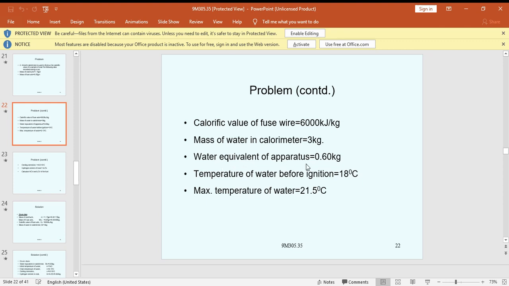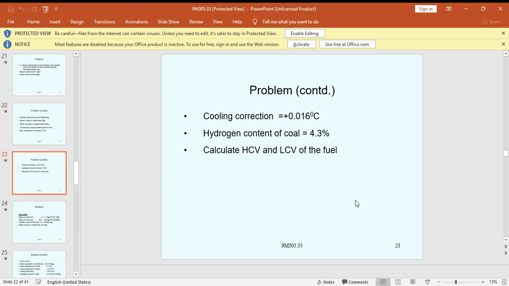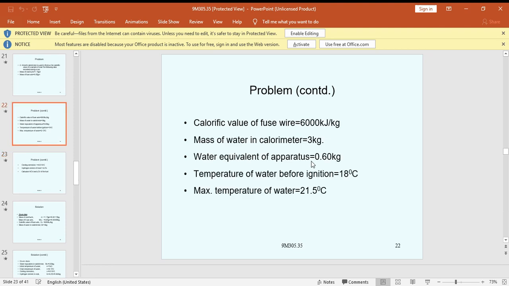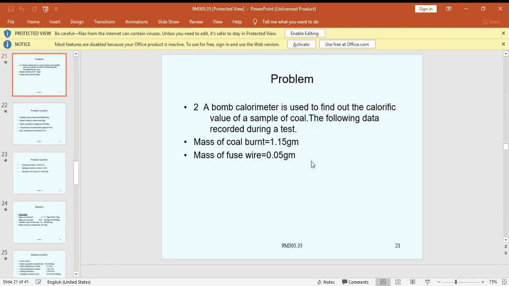Water equivalent of apparatus 0.6 kg. Temperature of water before ignition 18 degrees centigrade. Maximum temperature of water 21.5 degrees centigrade. And cooling correction is 0.016 degrees centigrade. Hydrogen content of coal 4.3%. Calculate the HCV and LCV of the fuel. Once again, I repeat what is given.